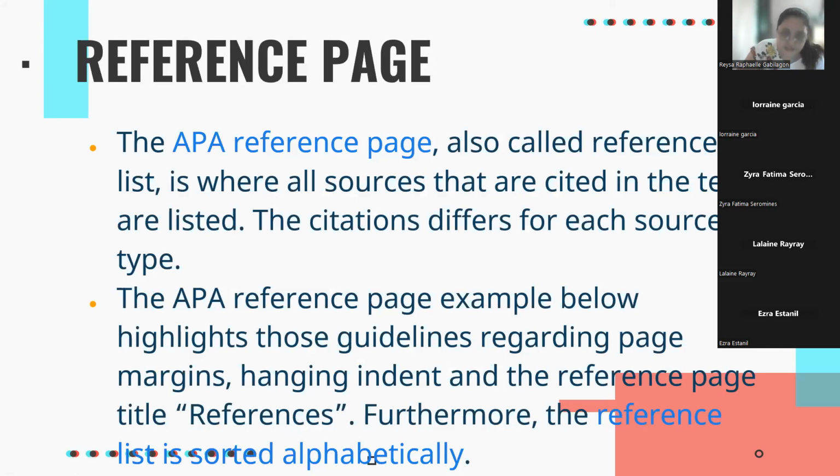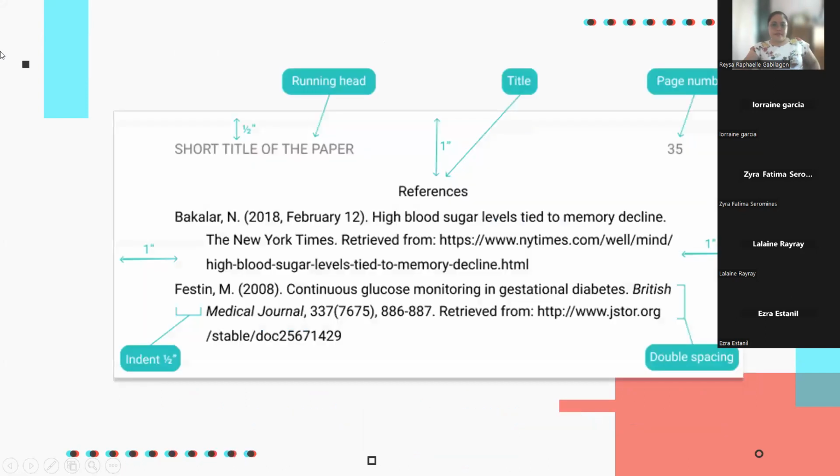And then we have the references. Our title is References, or we call this the APA reference page. Everything in your in-text and parenthetical citations should be included in the list of references, class. And then you have to arrange them in alphabetical order. So we no longer separate them into book sources or online sources. We mix them all together, but we have to arrange them alphabetically.